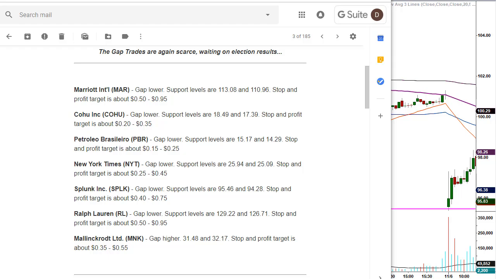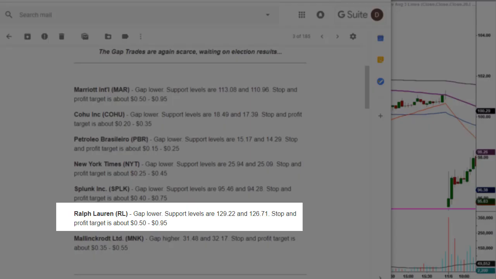And then we had Ralph Lauren, RL, gap lower. Support levels are 129.22 and 126.71. Stop and profit target is about 50 cents to 95 cents. Minimum profit targets.